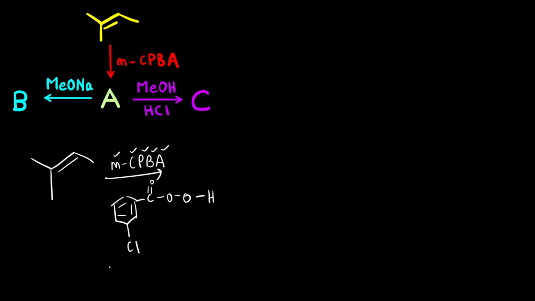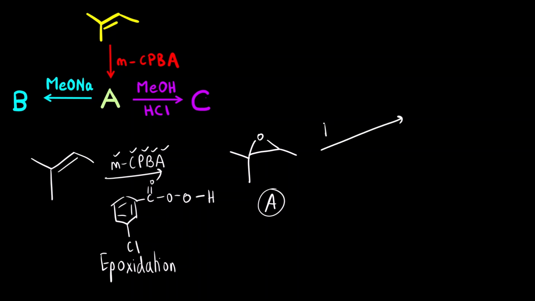What is the role of this reagent? It is used for epoxidation. What is epoxidation? Formation of the epoxide ring. So what is the intermediate compound A that is forming? That is this. The epoxide ring is formed. This is the intermediate compound A. Now this will react with sodium methoxide. This is one reagent, and it also reacts with HCl and methanol.